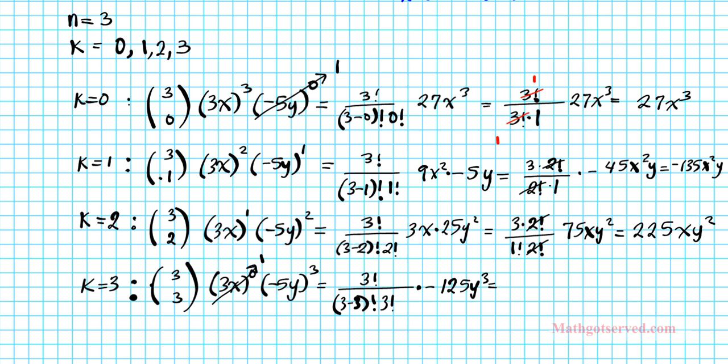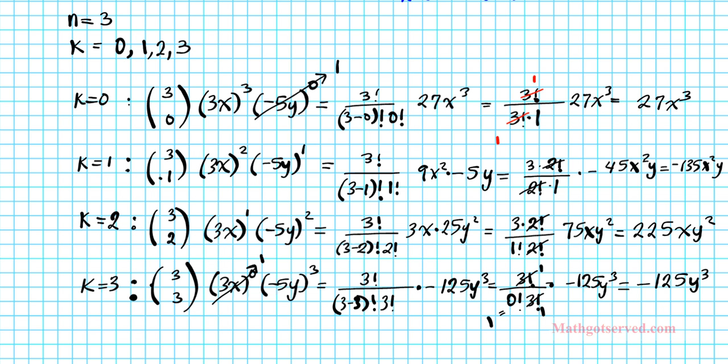Okay, let's go ahead and evaluate this factorial expression right here. We're going to have 3 factorial over 0 factorial times 3 factorial, times negative 125y to the third. Now 3 factorial goes here 1, 3 factorial goes here 1, and 0 factorial is just 1. So our final term is simply negative 125y to the third.